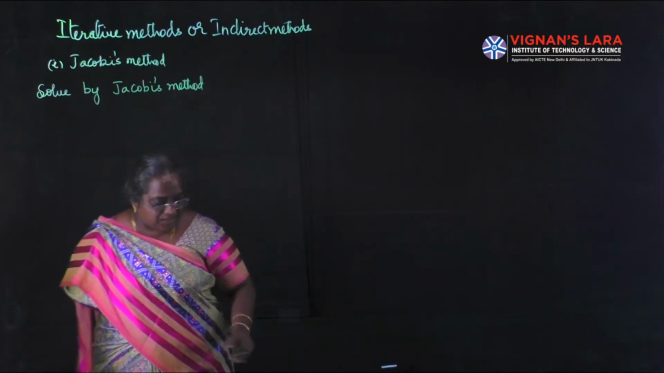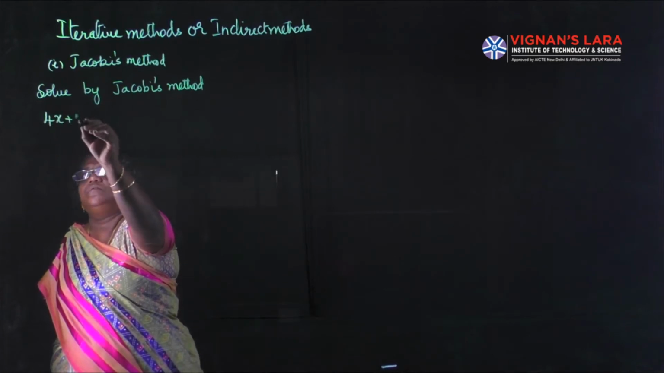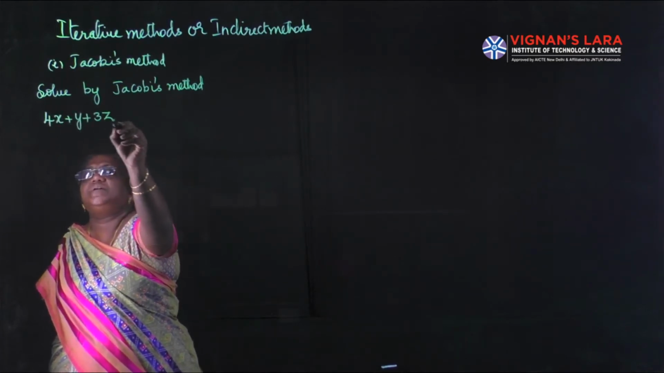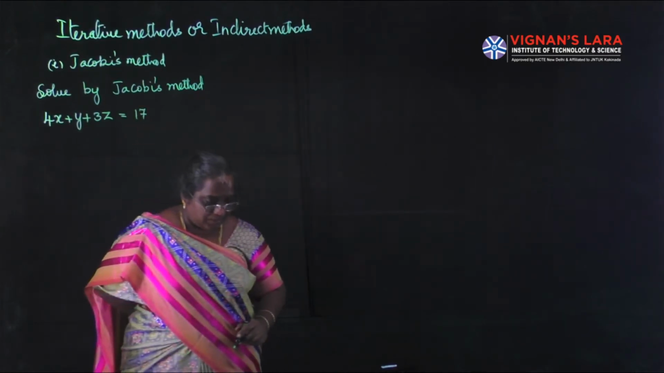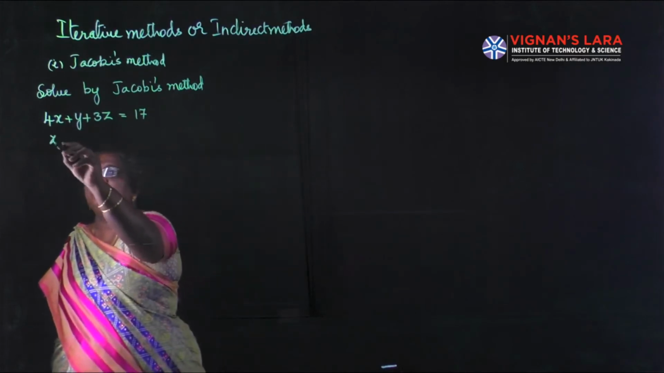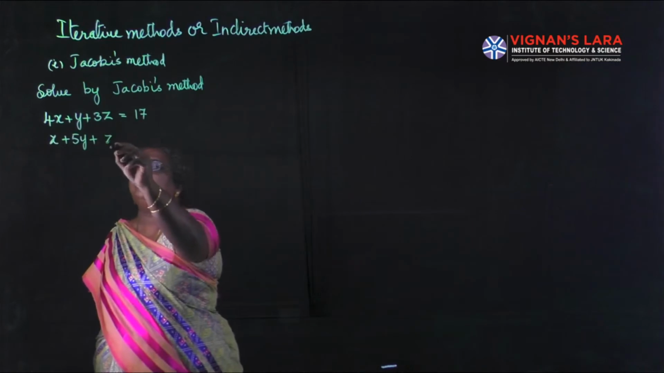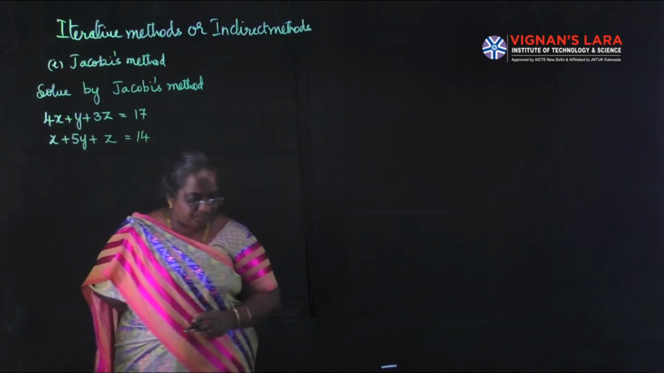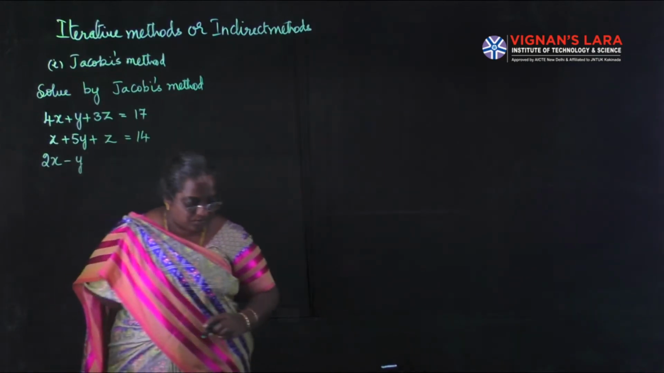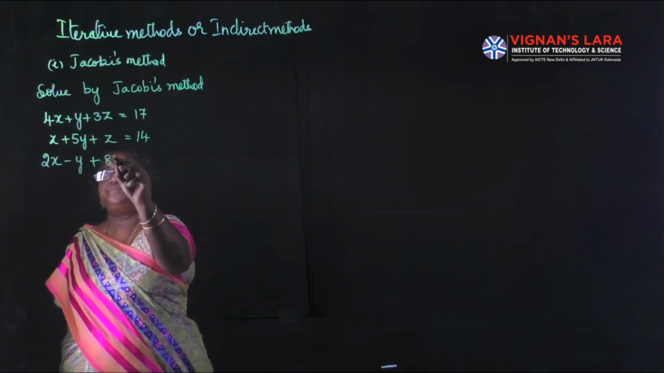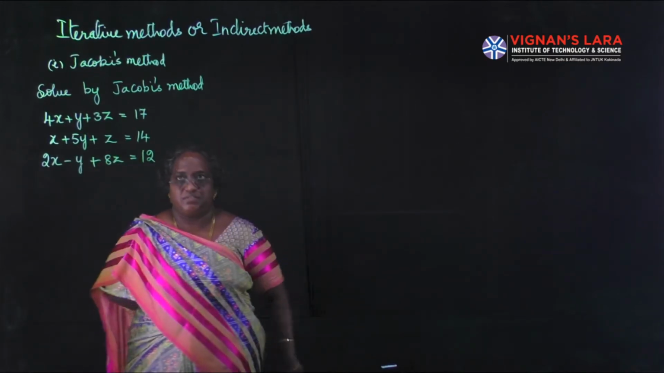So you will be given equations. 4x plus y plus 3z is equal to 17. Next, x plus 5y plus z is equal to 14. 2x minus y plus 8z is equal to 12. So you are given a system of equations.